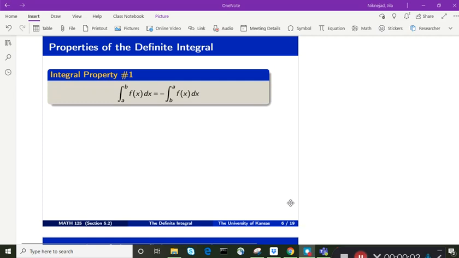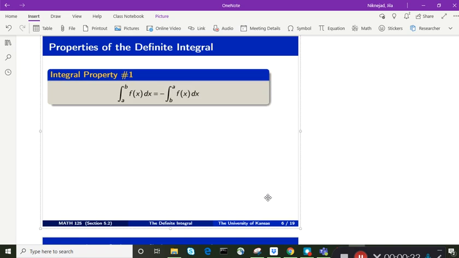We're continuing with section 5.2, and now we're discussing a few properties of definite integrals. The first property: the integral from a to b of f of x dx. See the bounds, the limits start from a. A is the lower bound, b is the upper bound, and it is equal to the negative integral from b to a.